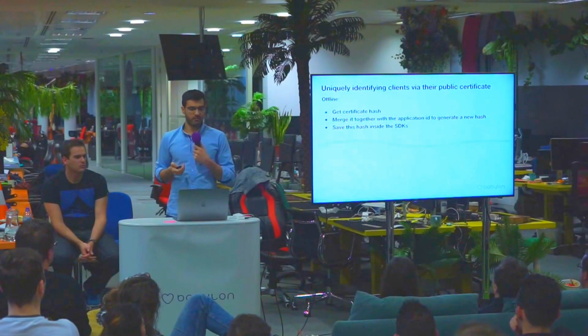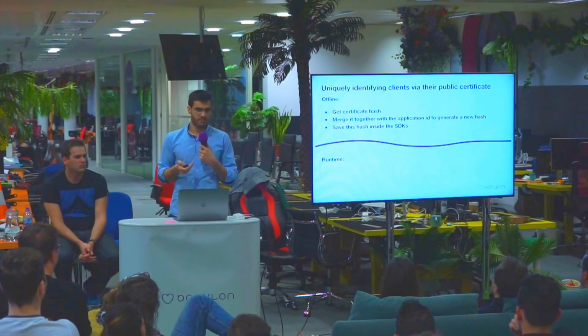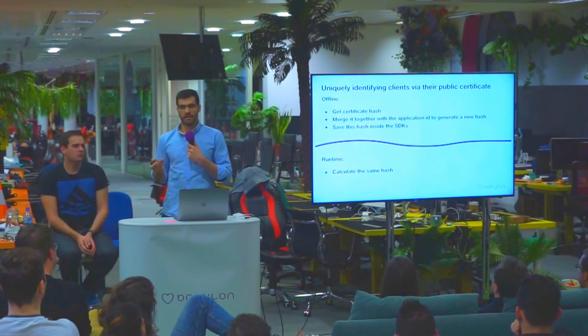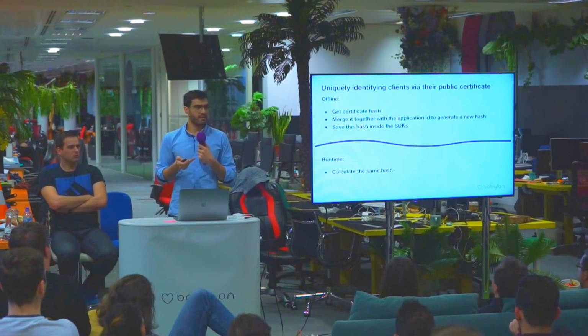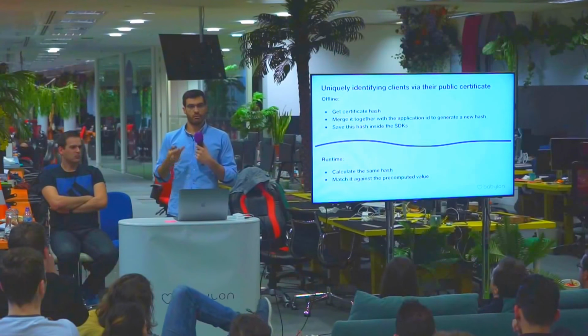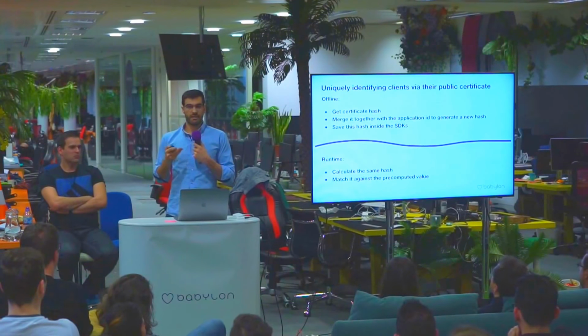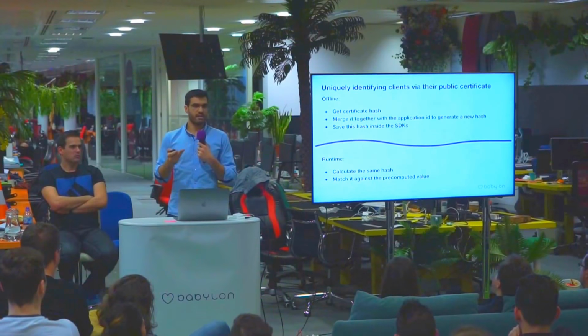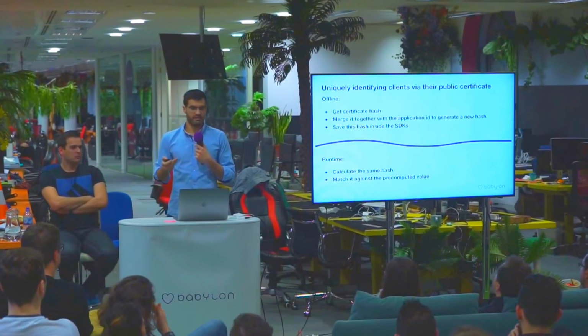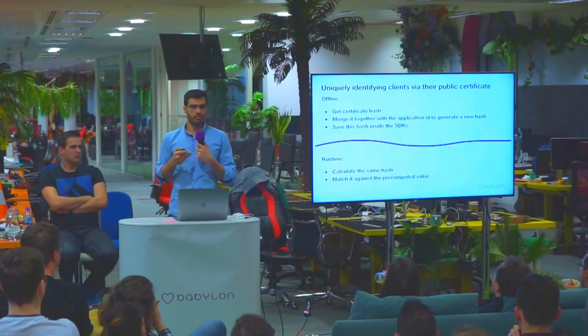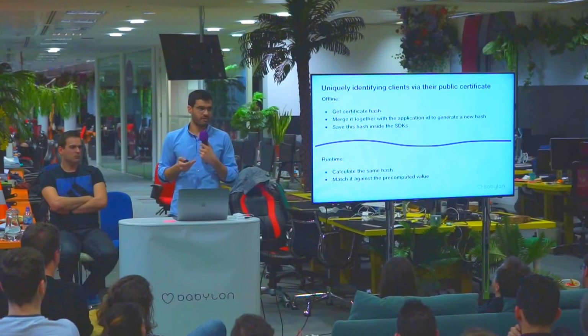And then at runtime, we would essentially do something very similar. We would calculate the same hash, and if this hash matched the pre-computed value, then we would allow access. If it didn't, we would restrict access. And that was quite helpful for us. It allowed us, as I said, to uniquely identify these consumers of the SDKs and to be able to enable or disable specific features for them.